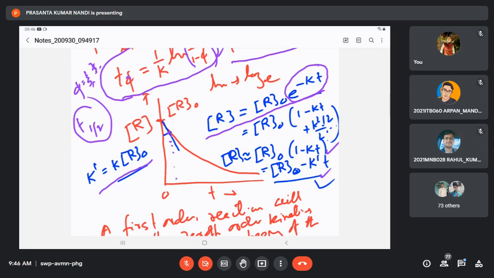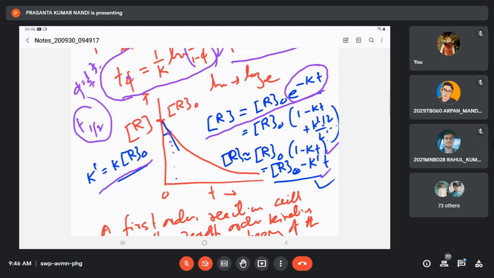And if you plot that, that is reactant concentration versus time, you see this exponential curve, and at the very beginning, within a very small time scale, we can trace a straight line, right?